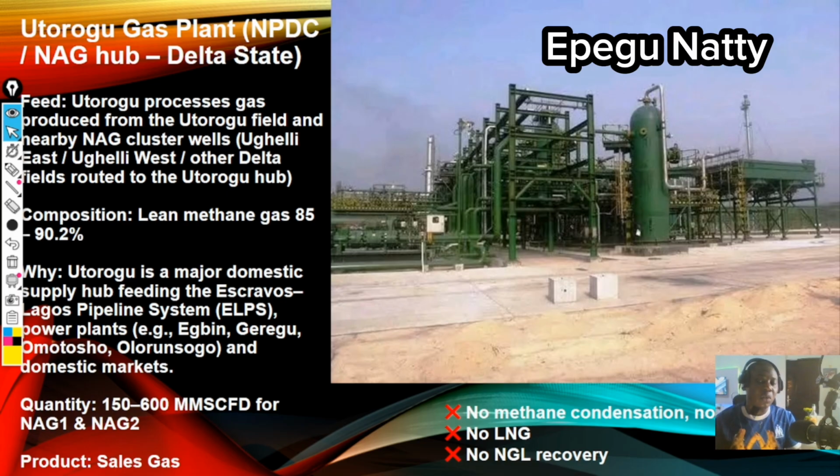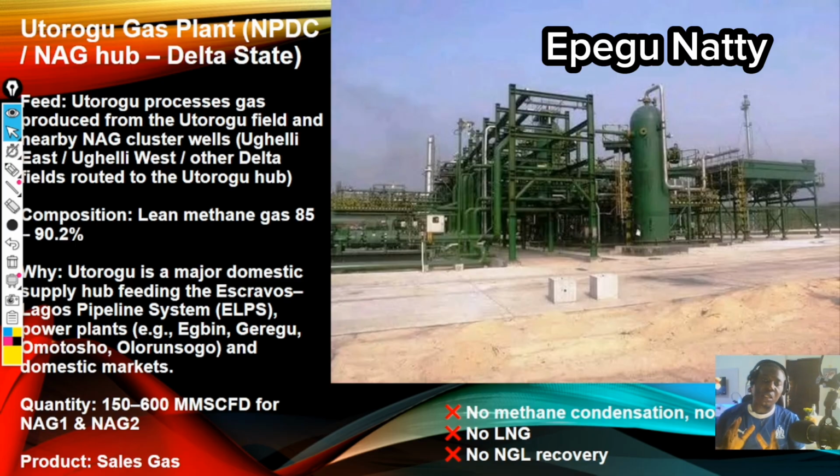What this plant is doing is processing lean methane that has about 85 to 90.2% methane. So this gas plant is one of the simplest gas plants you can find in Nigeria, based on size anyway. We have smaller gas plants, about 2 million standard cubic feet, very small. But for these gas plants, what it will do is simple.